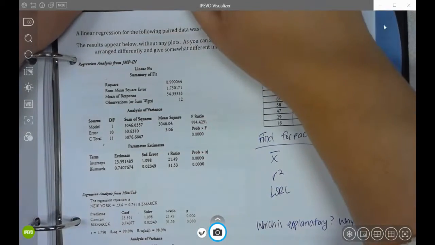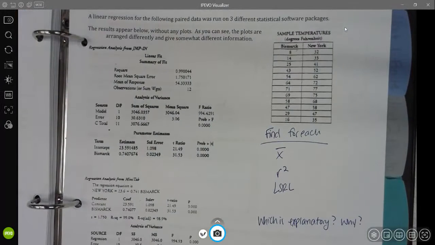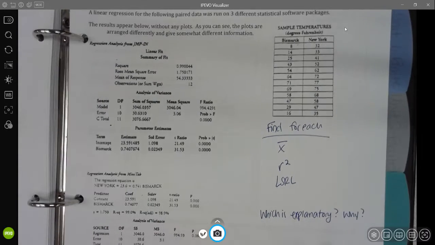Going to talk about using computer outputs. So yes, you can get a regression line from your calculator. However, what you'll see oftentimes is the question will already give it to you. Okay, so in this example, we have 3 different types of statistical software packages.